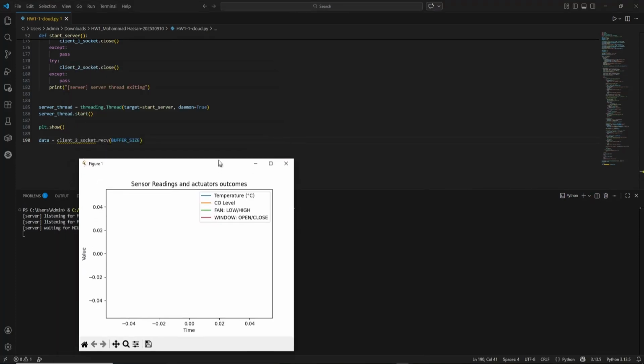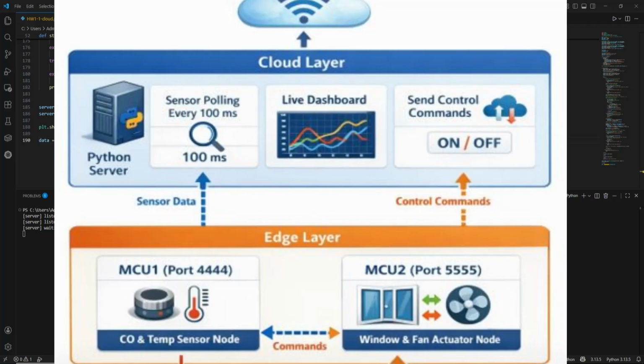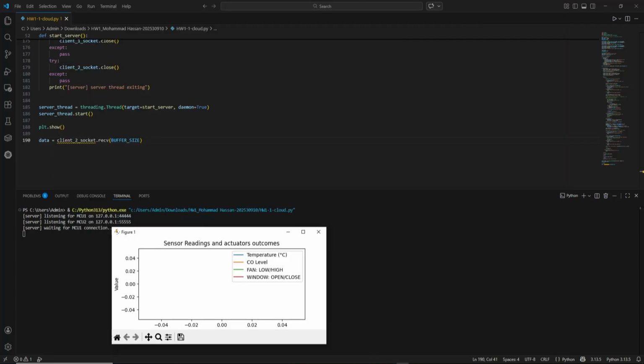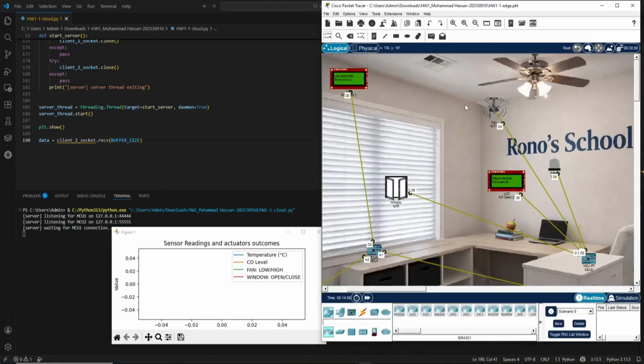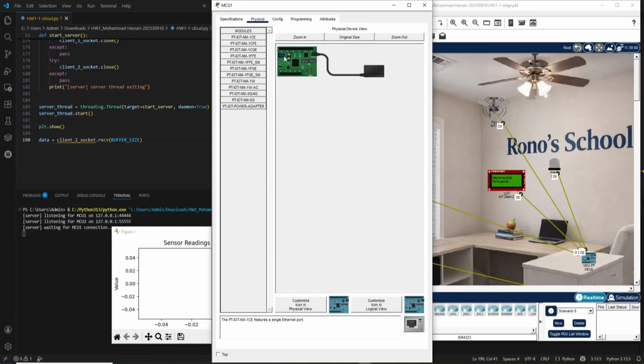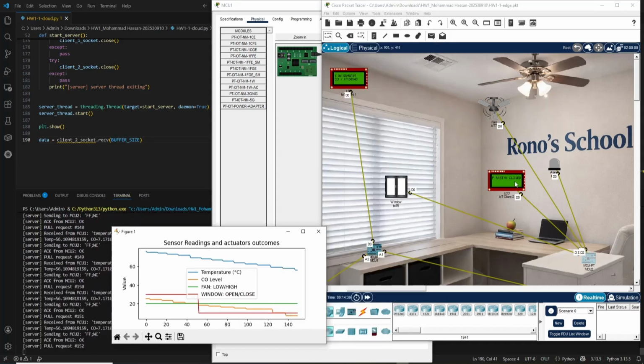The system is implemented using Cisco Packet Tracer to simulate the edge layer and Python to implement the cloud layer. After starting the cloud application, it waits for MCU1 and MCU2 to connect. Once both MCUs are active, the system begins displaying the real-time carbon monoxide and temperature sensor readings on a live dashboard as well as in Matplotlib.